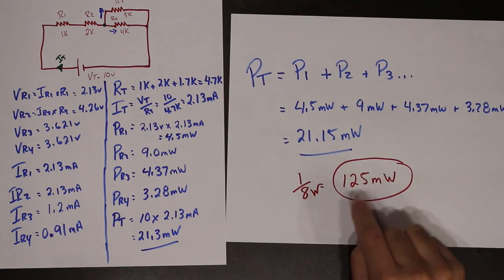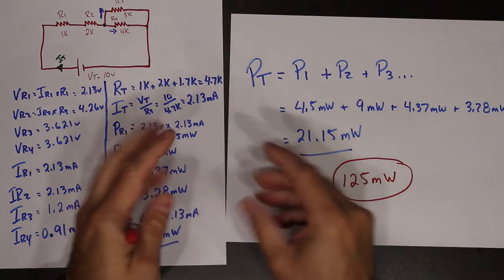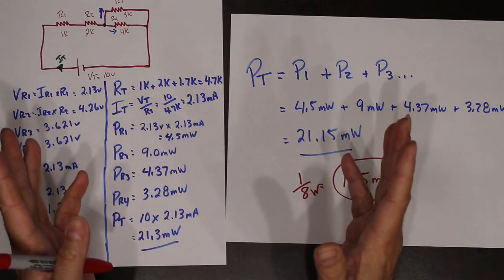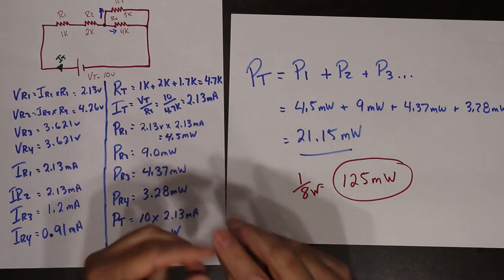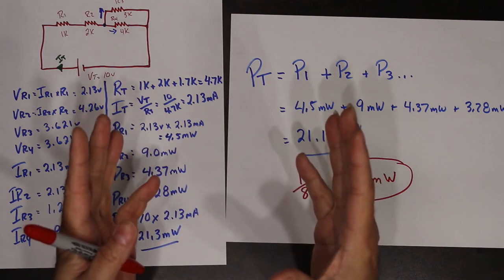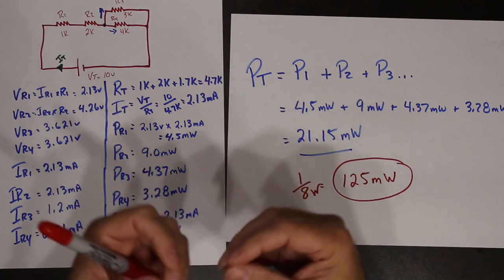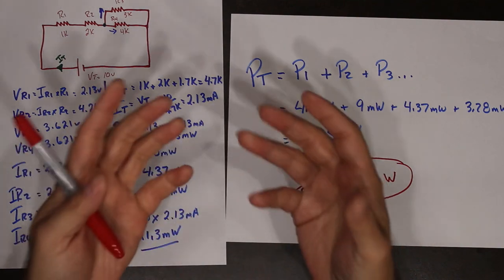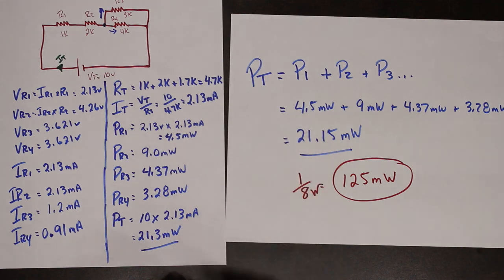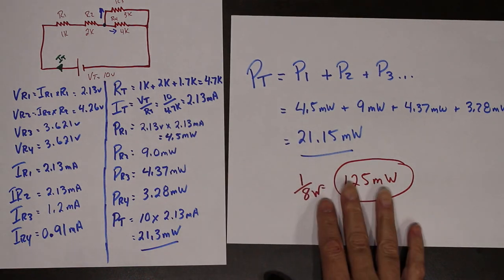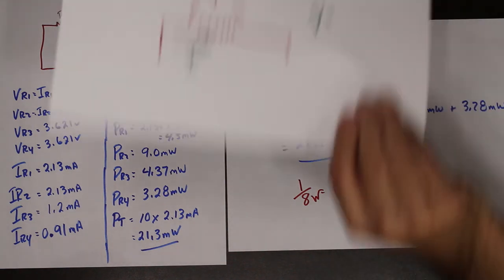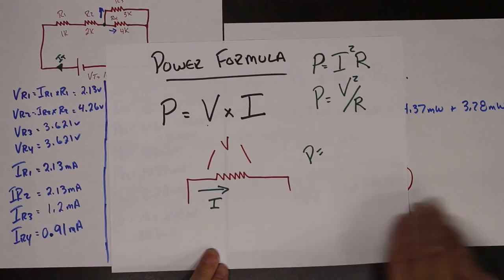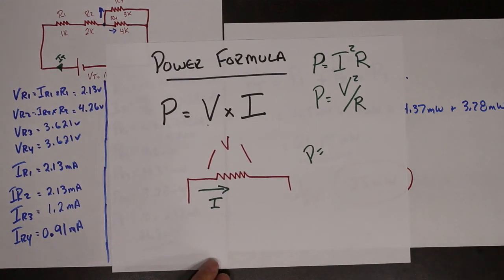So again, remember, the physical size is what gets rid of the heat. It has nothing to do with the resistance value. It just gets rid of the heat. So the bigger physical resistor gets rid of more heat, but it's also more expensive. So this is power in resistors.